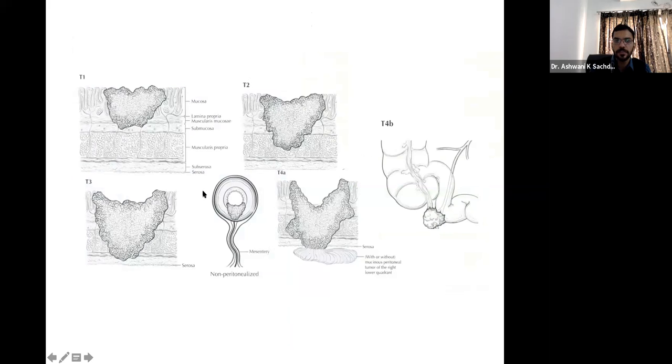So this is again the T staging. T1 is submucosa, T2 muscularis propria, T3 beyond muscularis propria but not invading the serosa or into the mesoappendix. T4A is it invades into the serosa and spillage of the cells into the peritoneal cavity. T4B is if it involves the other structure like small bowel, most commonly involved, or it can involve other structures also.